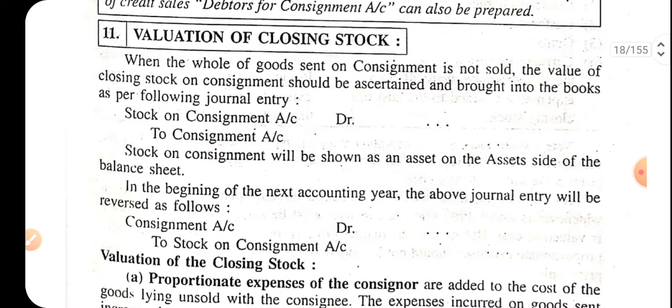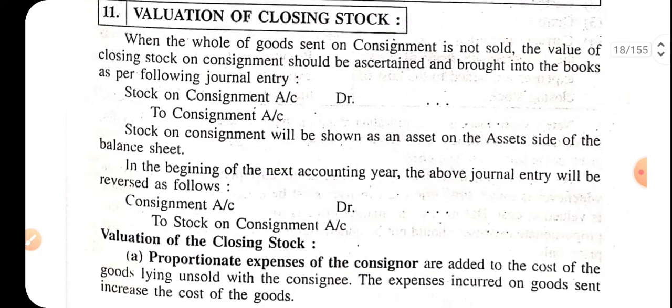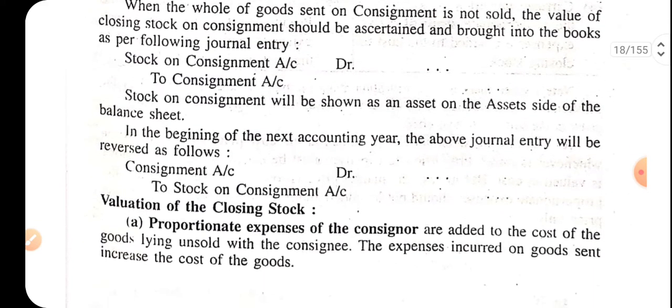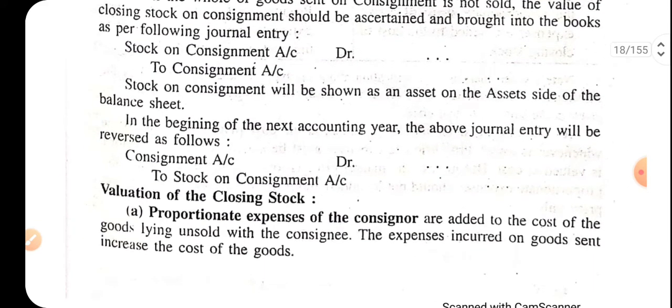It means the consignor has sent 1 lakh rupees of goods to the consignee, but the consignee sold only 80,000 rupees of goods from this 1 lakh. At that time, 20,000 rupees is considered as the closing stock. This closing stock needs to be recorded in the consignment account.